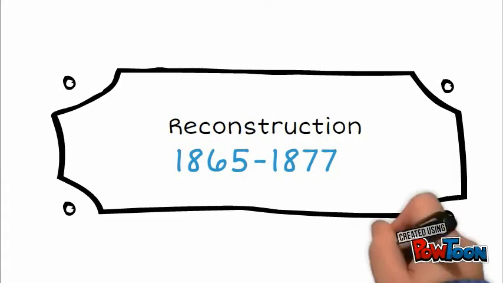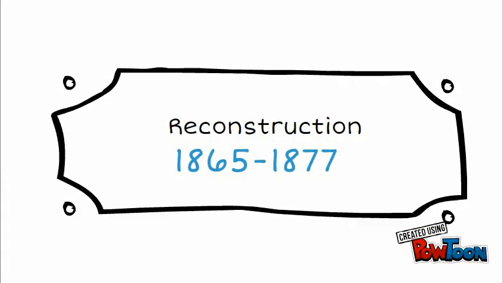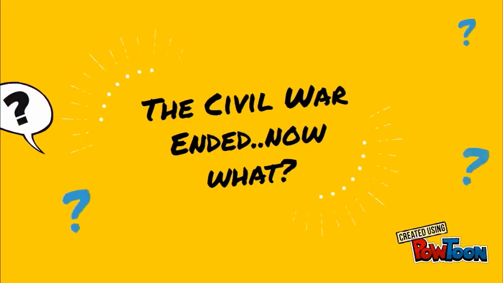This is Reconstruction. Reconstruction took place from 1865 until 1877 with the Compromise of 1877. So it's 1865, the Civil War has ended. Now the American government, the American people, have to figure out what they're going to do because there are some big changes that have happened.